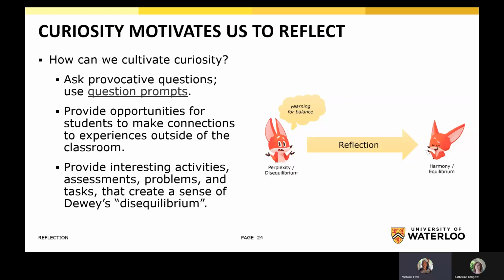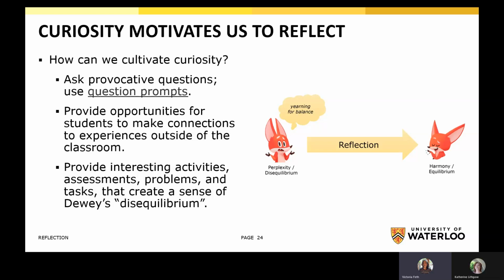So before we look at specific frameworks, one thing that you'll notice that these frameworks do have in common is that they all include questions that your students can ask themselves at different stages of the reflective process. Ideally, the questions are provocative, and for that, we have provided or linked to some question prompts, and all of these resources will also be shared at the end. But there are prompting questions out there, not only in these models you'll see on the next slides, but through other resources. And then provide opportunities for students to make connections to experiences outside the classroom, remembering that reflection happens in community, and what students learn about themselves can have a real impact on themselves and the world.